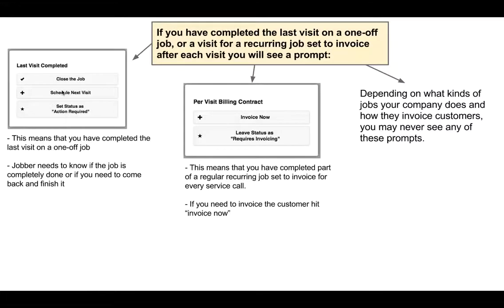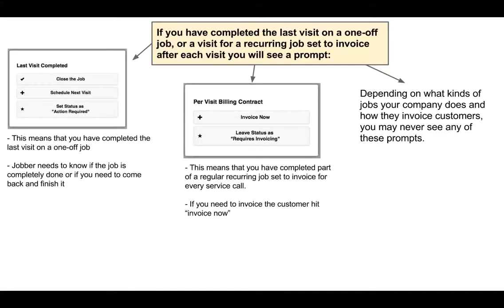You could put another visit on the calendar, and then when you go out and do that visit, it's just going to loop back to the beginning here, and then it's going to say, okay, now do you want to close the job, schedule another visit, or set status as action required? As far as set status as action required, this bottom option is basically just a glorified way of saying putting the job on hold.